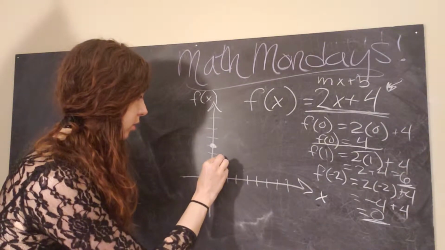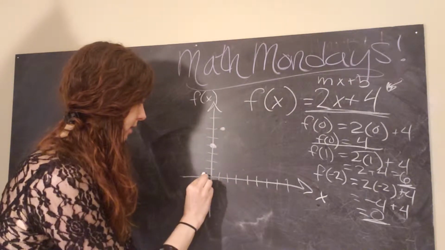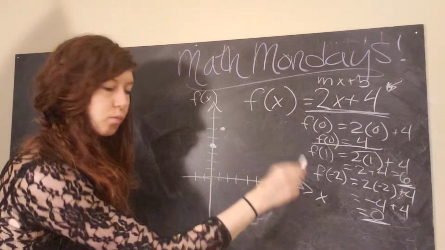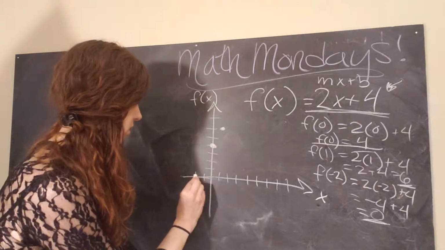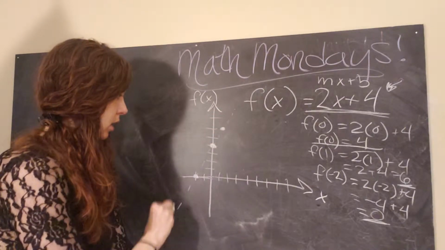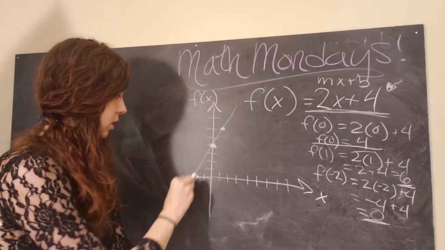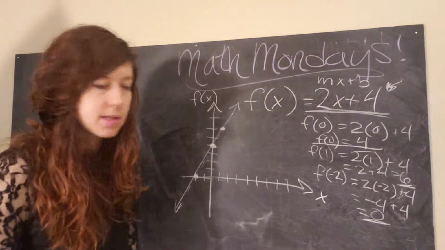So 1, 2, 3, 4, 5, 6. So we get right here. And then we are going to go negative. When x is 2, f is 0. All right. And so now we are able to draw a line through those 3 points.